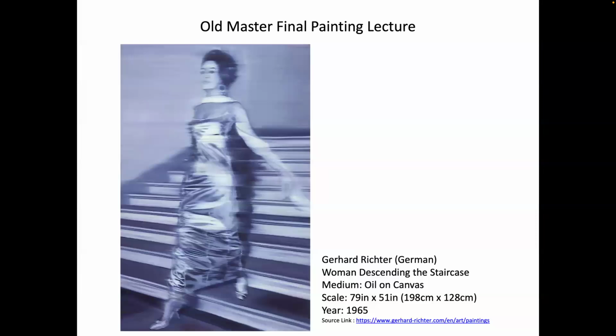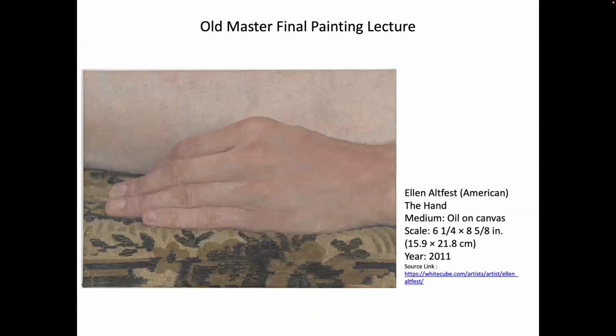Gerhard Richter is an artist from Germany. He also incorporates a lot of realism as well as abstraction. He's a really interesting artist that incorporates a variety of techniques and processes, but also incorporates photography, sculpture, painting, drawing, as well as other mixed media to create his work.